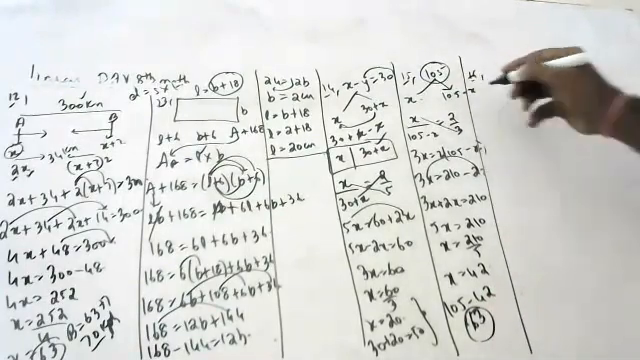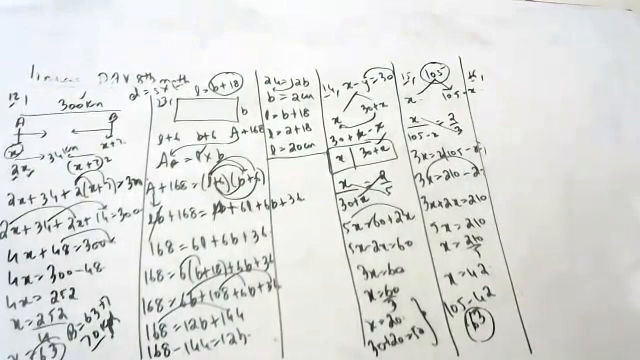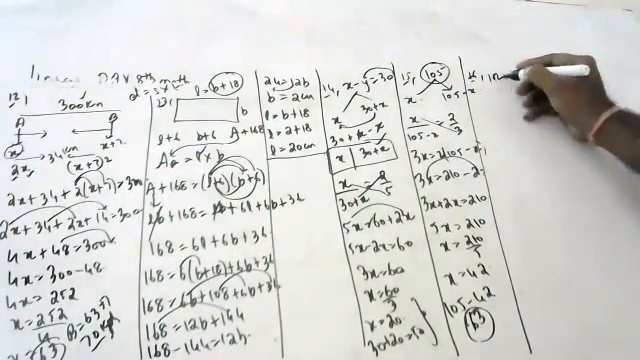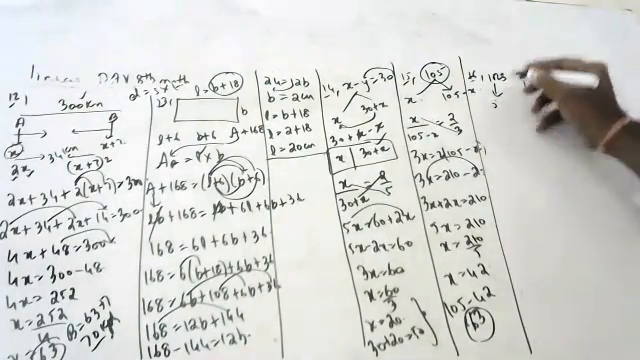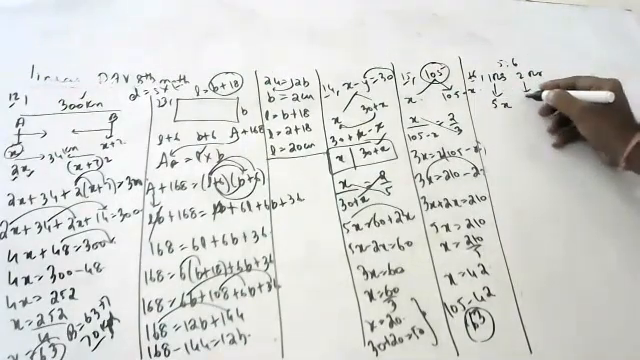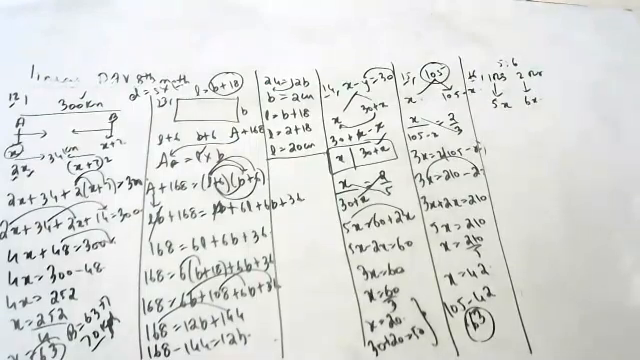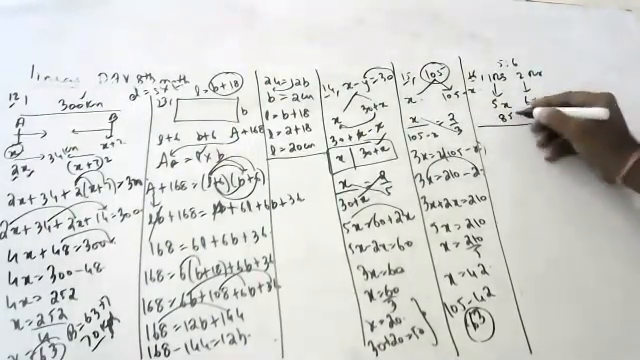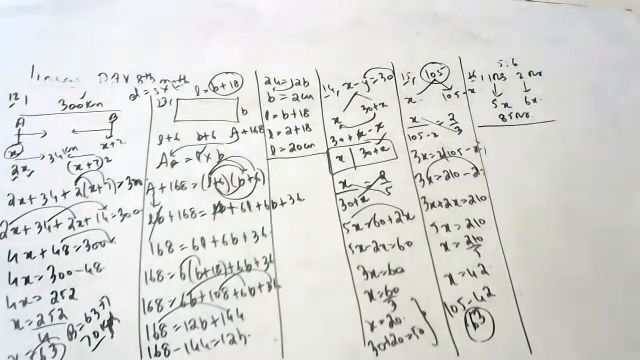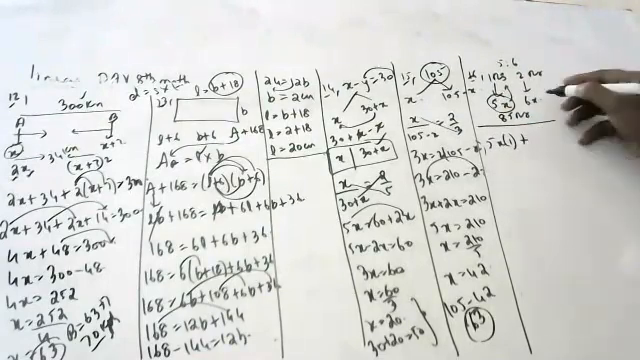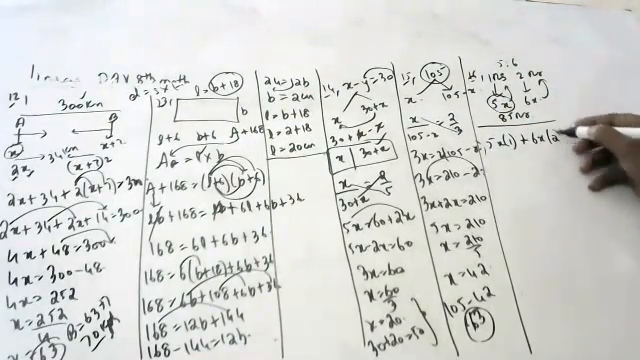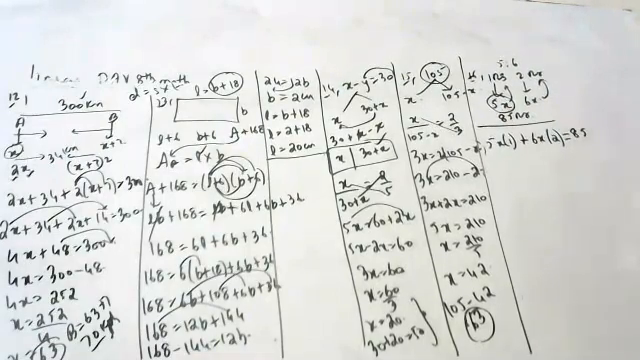Next. A money box contains 1 rupee coins and 2 rupee coins, in the ratio of 5:6. That means this is 5x and this is 6x. The total amount is 85 rupees. So how to write the equation? 5x into 1 rupee plus 6x into 2 rupees is 85 rupees.